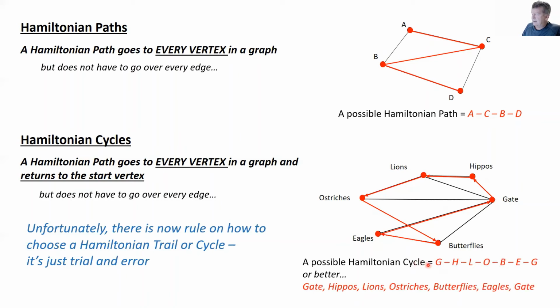For this question, you could write the cycle as G, H, L, O, B, E, G, as I've done there. But because this is about a zoo, you're better off writing the cycle which goes gate, hippos, lions, ostriches, butterflies, eagles, and back to the gate.